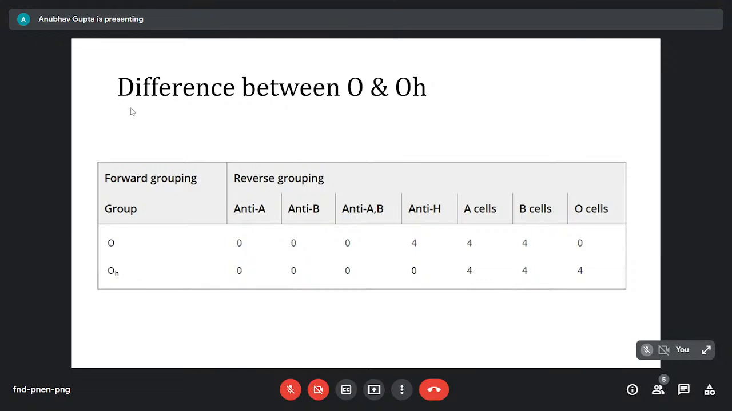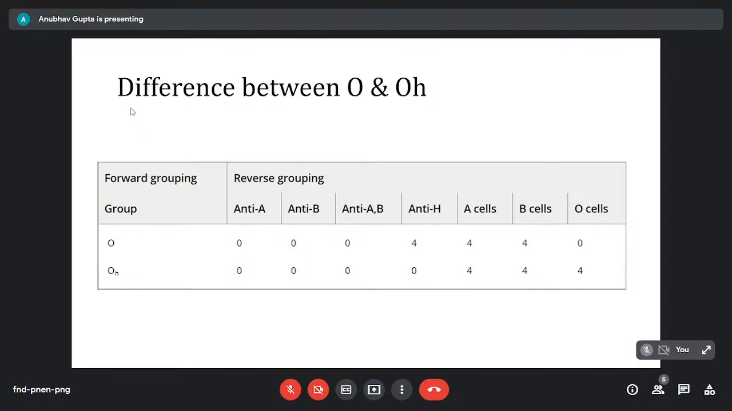But the importance lies in the identification of the Bombay group by doing the reverse grouping. In the reverse grouping, the Bombay individual will be harboring a special antibody, which is anti-H. I told you that if the H antigen is absent, then the individual will form an anti-H, because the antigen is absent. And for a compatible match, you should match an anti-H with the H deficient.